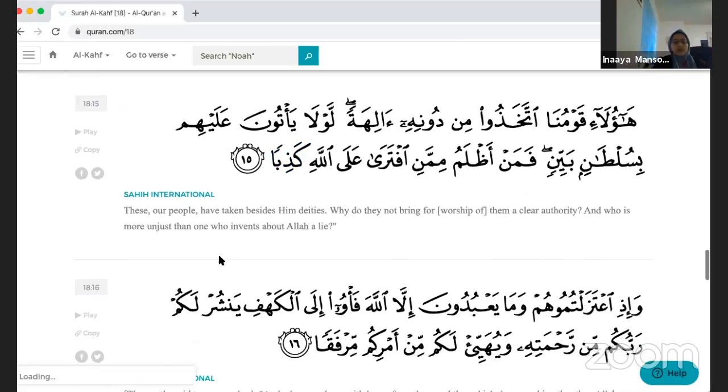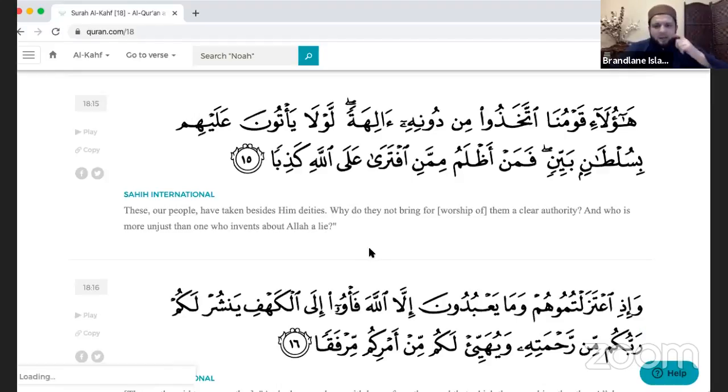These our people have taken besides him deities. Deities basically means gods or idols or things that you worship or you pray to. Why do they not bring for worship of them a clear authority? And who is more unjust than one who invents about Allah a lie? Good. Very good.